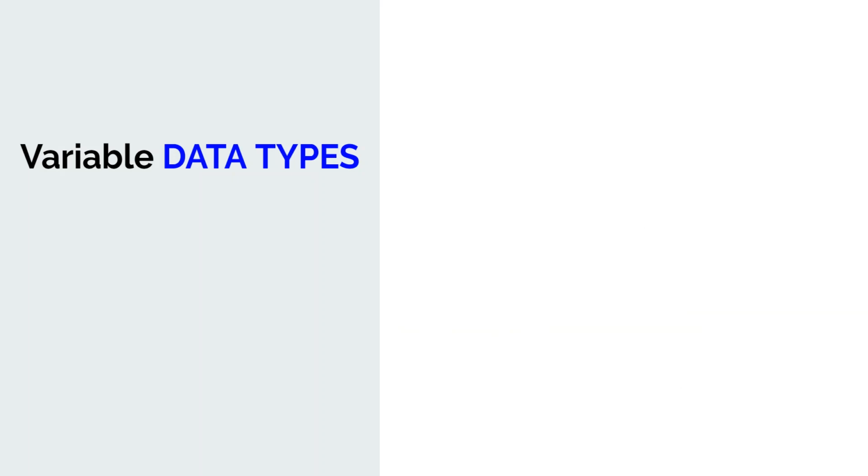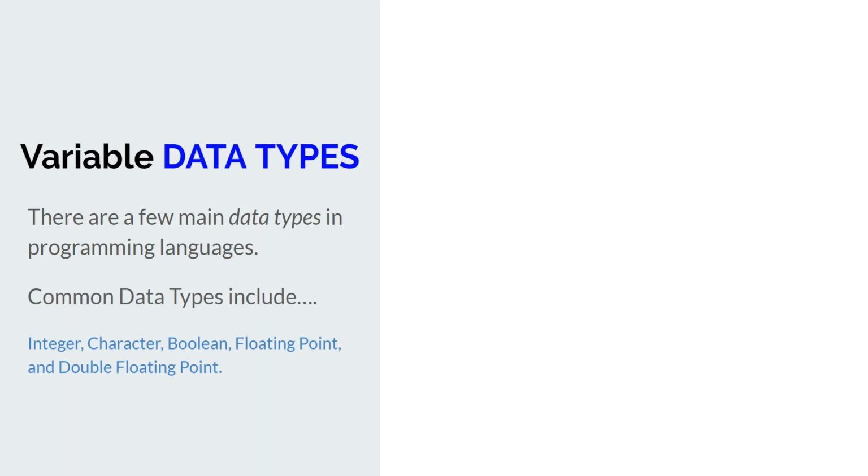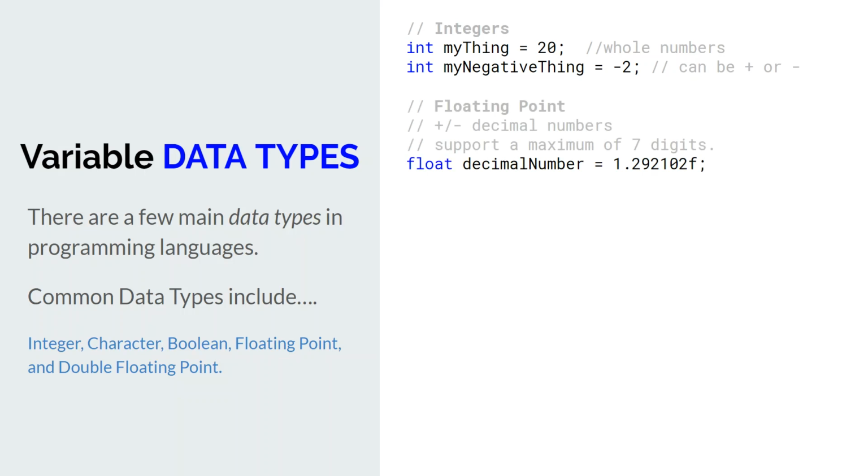So let's talk about data types. There are actually quite a few, but there are some main ones. You have integers, characters, booleans, what's called a floating point, and something called a double floating point. Let's look at each one. So integers are whole numbers. Floating points are decimal numbers, but as a rule of thumb, floating points can only be 7 digits in total. Integers can be positive or negative, but no decimal at all.